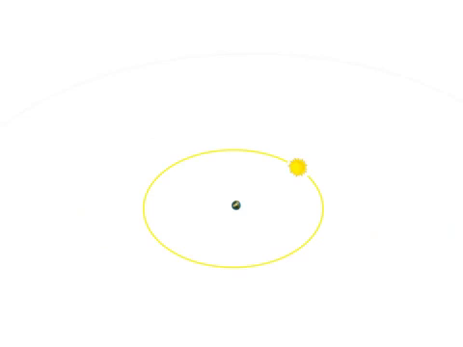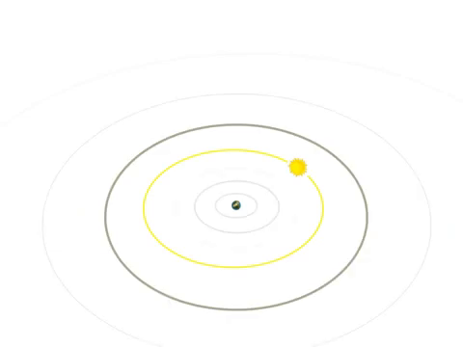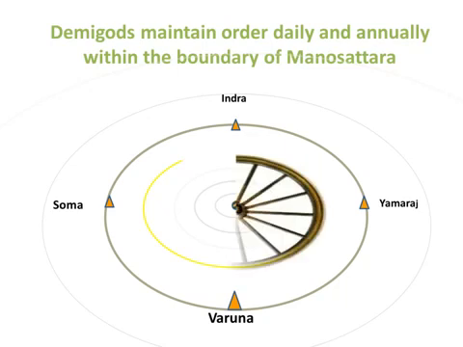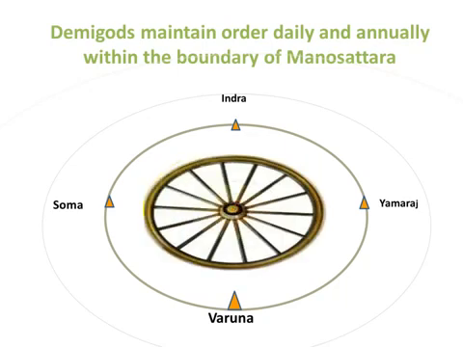Looking at, of course, other rings, not only just the orbit of the Sun here, but various other rings, we get to the fact that demigods maintain order daily and annually within the boundary of Manasottara. So we have demigods like Indra, Yamaraja, Varuna with cities along this place here, and Soma. They maintain order and the seasons. And the annual orbit of the Sun here around the Earth is represented here by a huge chariot wheel, representing the seasons throughout the year.